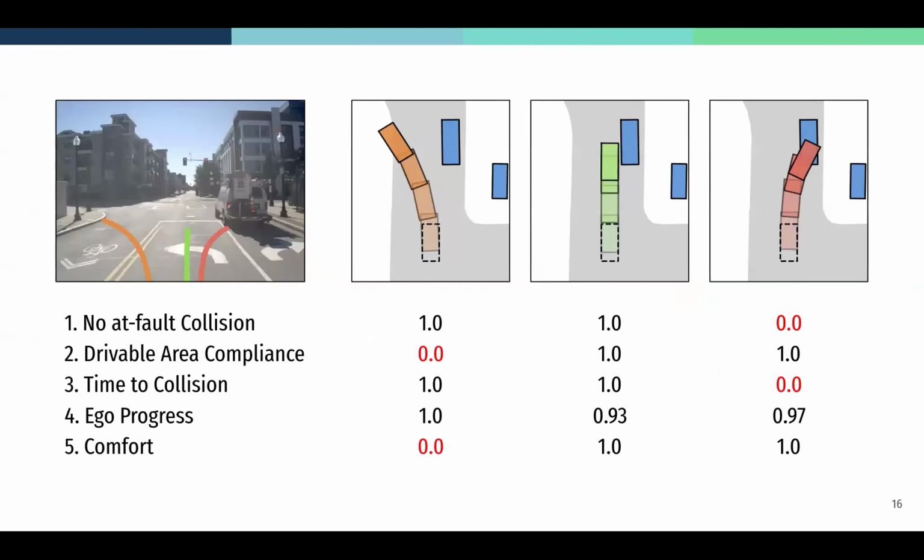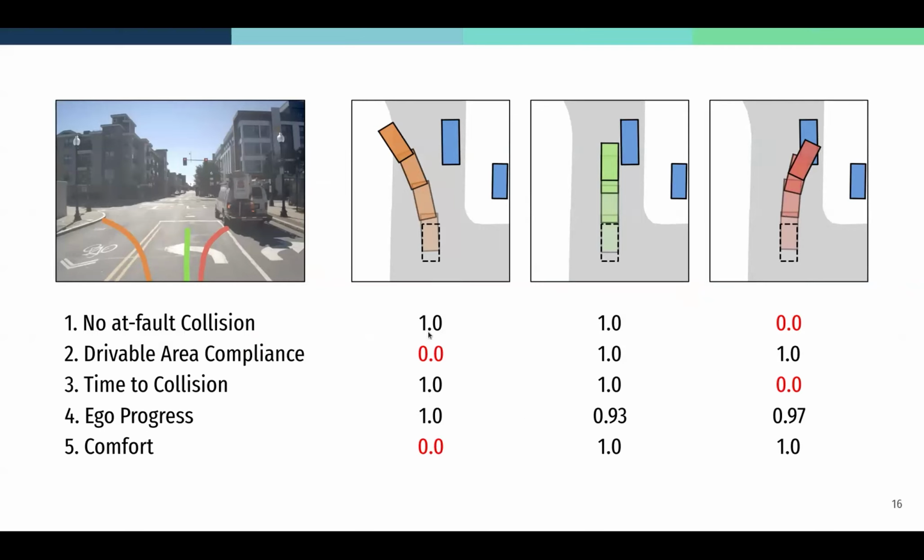If we go back to the situation I showed in the very first slide, you can see that having this diverse set of metrics properly captures the different things going on with these three trajectories in this scene. The orange one involves a lot of acceleration, so it's not comfortable, and it goes off the drivable area. The red one has a collision, and the green one is actually a safe driving trajectory.